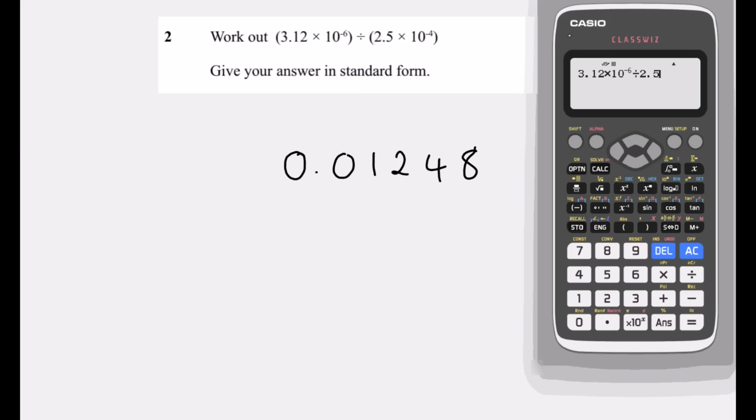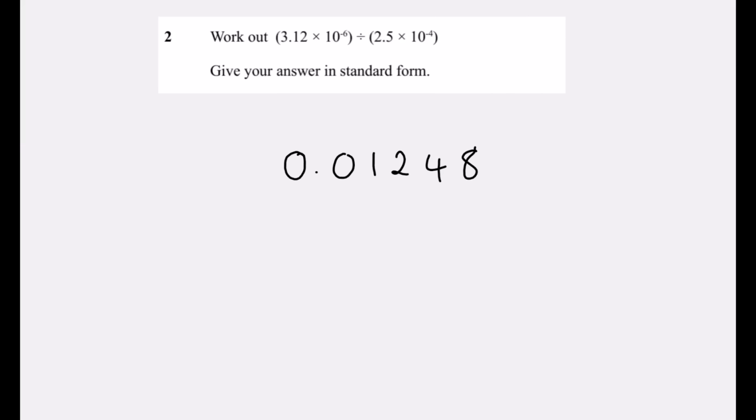It won't count 3.12 times 10 to the power of negative 6 as one number. It will just do 3.12, times it by 10 to the power of negative 6, then divide that by 2.5, and then times that answer. That isn't what we want. So if you're going to type it in how it looks, you have to use the brackets.